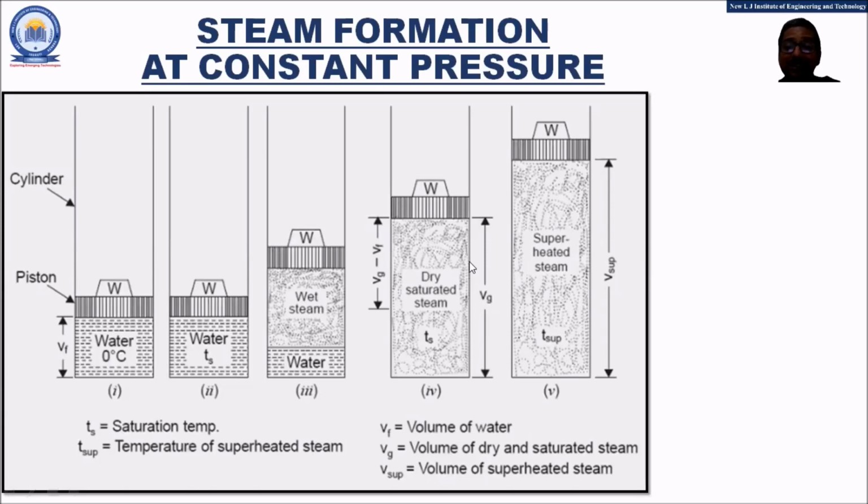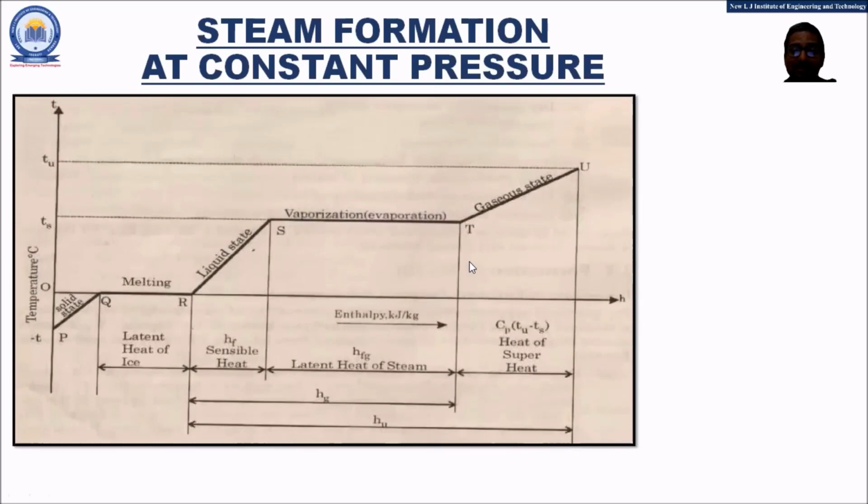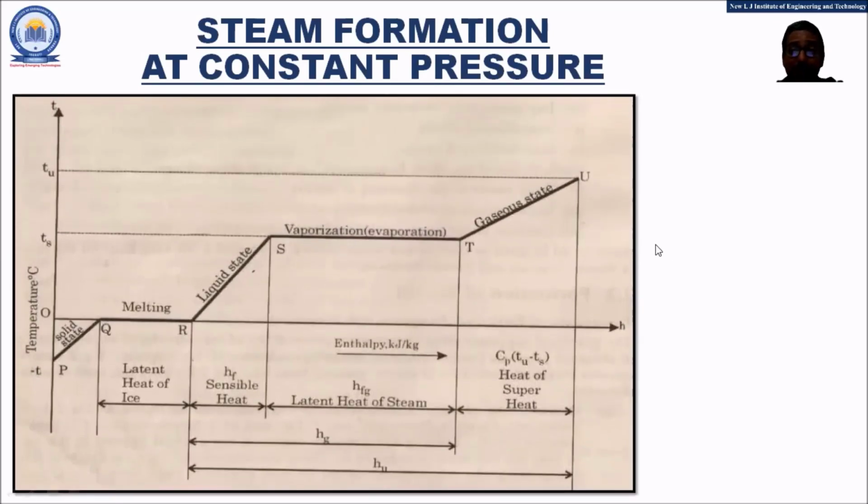Let us now proceed further in much depth related to the topic of the steam formation. So friends, this is a simple temperature enthalpy diagram for the water, and it can be used for understanding the concepts related to the steam formation. Starting at point P, we are assuming that we are having the ice at minus T degrees Celsius. Now the ice is supplied with the sensible heat. Remember friends, the sensible heat is that type of heat which is responsible for changing the temperature of the body. But the sensible heat does not change the phase of the substance.